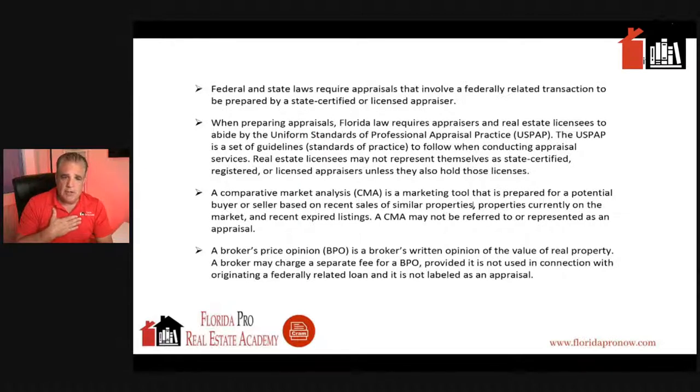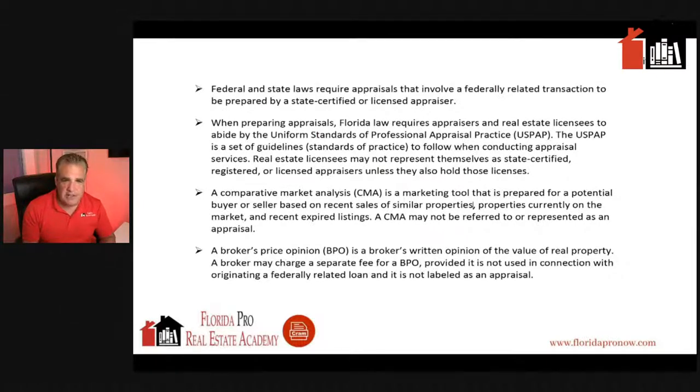Okay. So some people might ask, when would you do an appraisal? 90% of the time, 95% of the time, we're not going to be involved in appraisals. We're going to be involved in something that's called a CMA. So if you go down to the third paragraph there, you'll see CMA. A CMA is a comparative market analysis. Now, a comparative market analysis is a marketing tool for us.